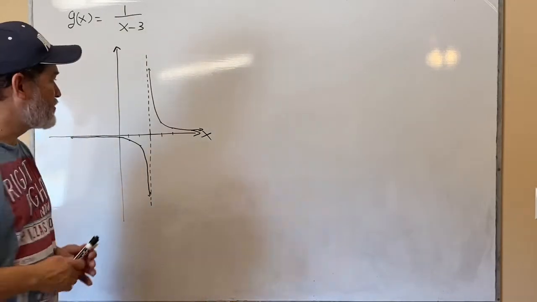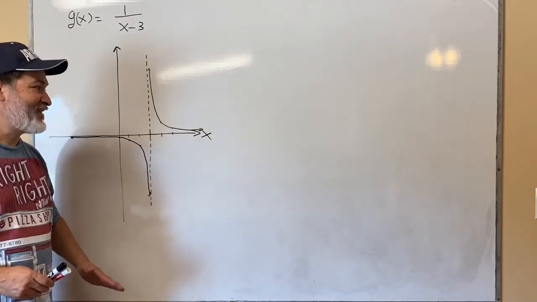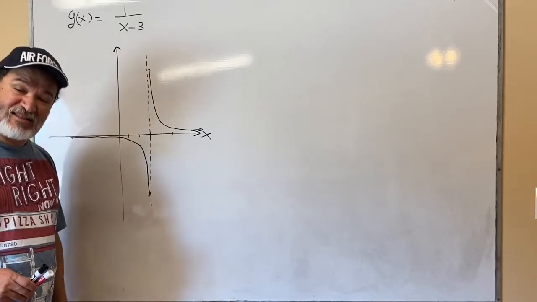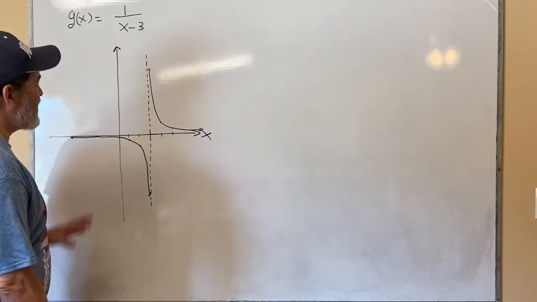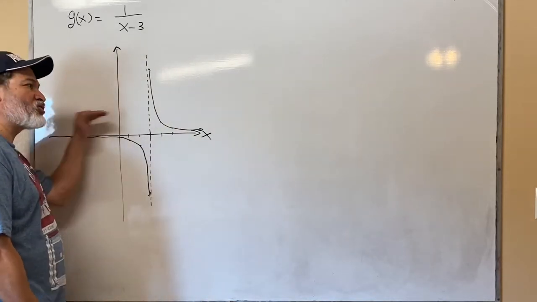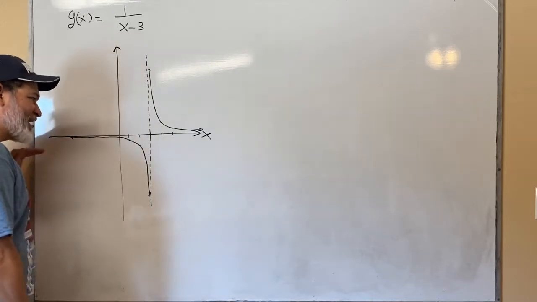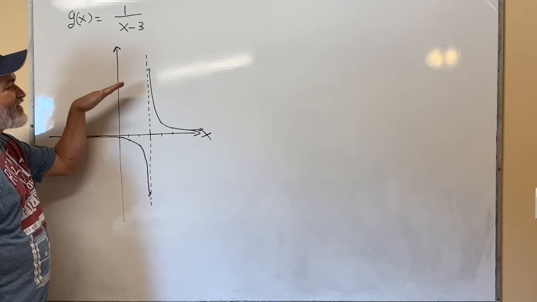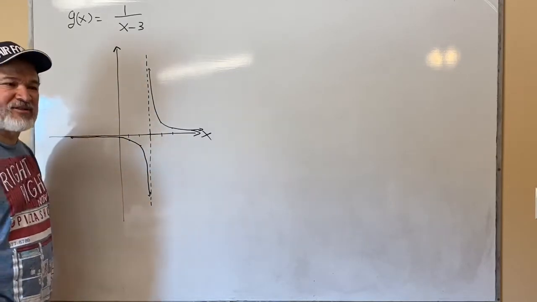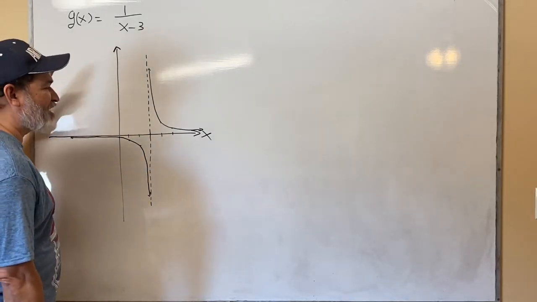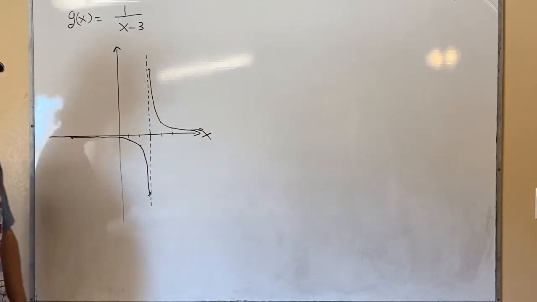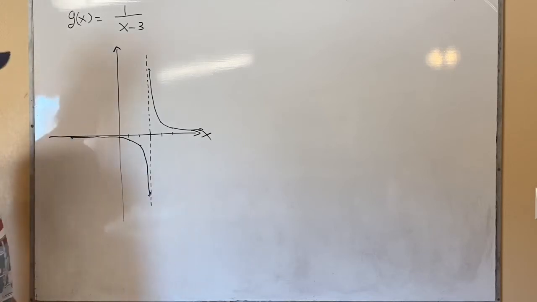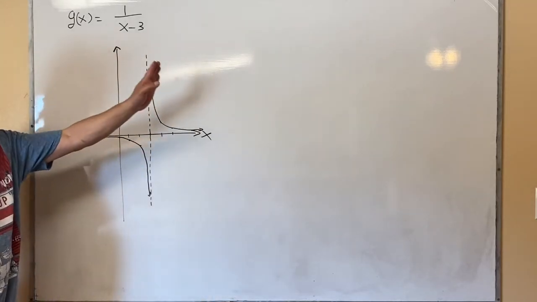So I ask you, does this have an inverse? The answer is yes. Why? Because it passes the horizontal line test. You draw any horizontal line, and that horizontal line is never going to cross the graph 2 or more times. So yes, the inverse does exist. We found it earlier, I believe.